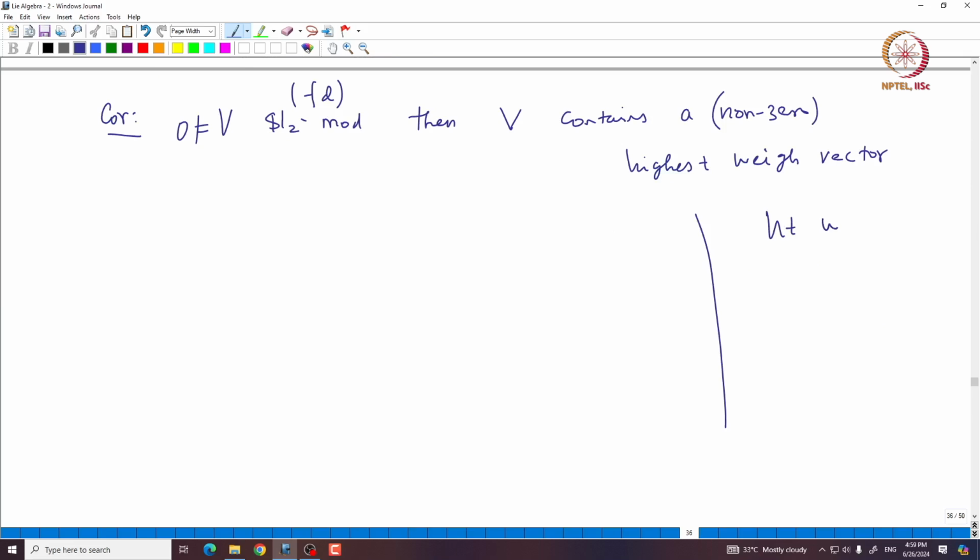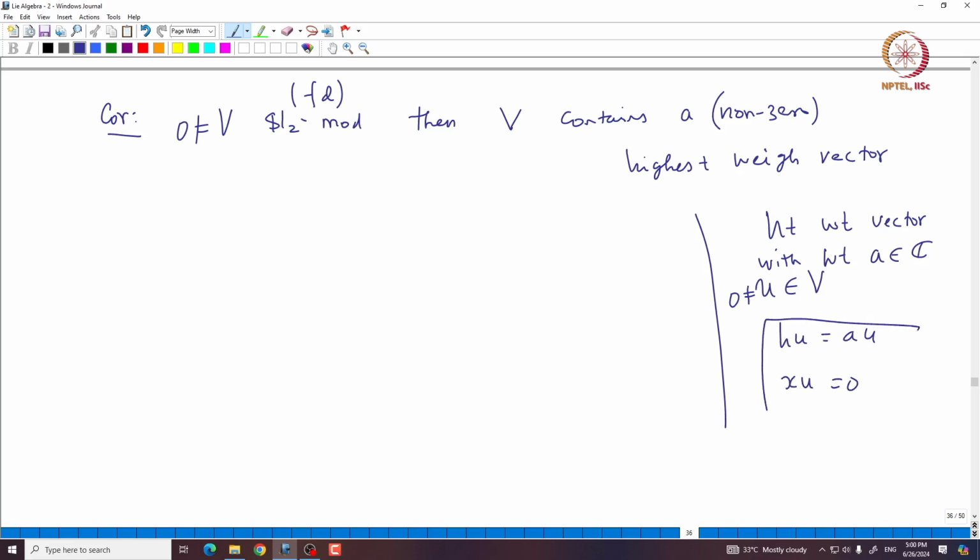Something called a highest weight vector. So, let us call it u, which is inside capital V, and it is a highest weight vector with highest weight, let us say a in C. So, then Hu should be au and Xu should be 0. That is why it is called a highest weight vector, because the weight is not increased by the action of SL2.